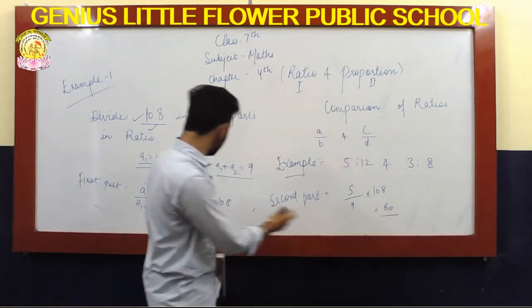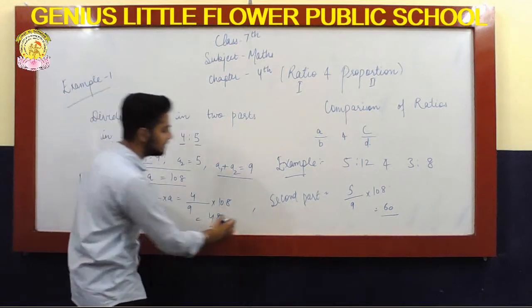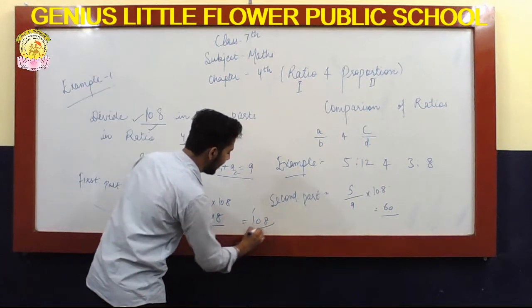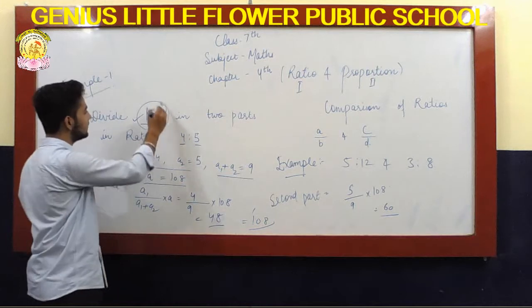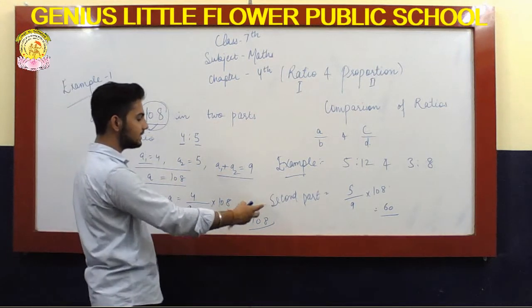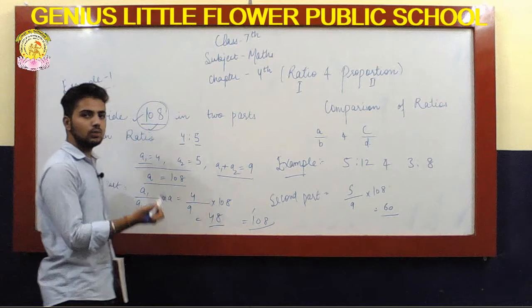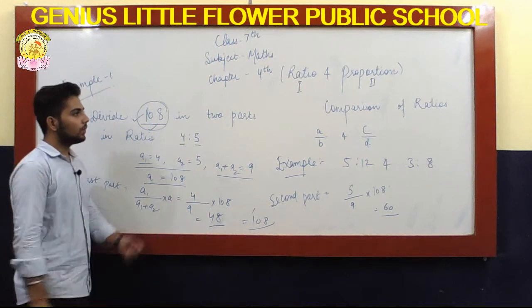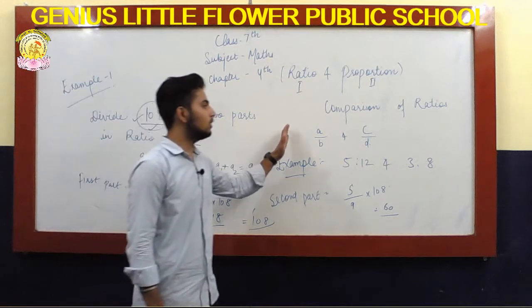So here we have 60 and 48, two terms. When you add these you will get 108. As you know, we have divided this number in two parts, which are 48 and 60. The sum is exactly the same, which means we are going right. So now moving to our next concept, which is comparison of ratios.